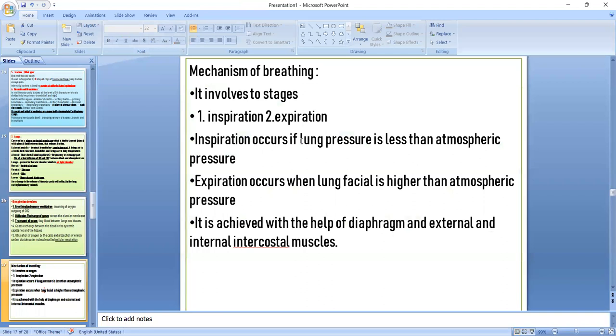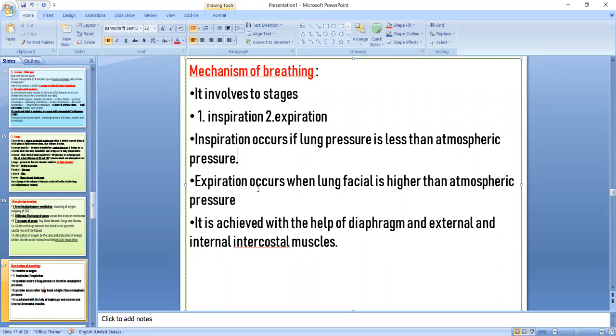So mechanism of breathing. There are a couple of points we need to remember here. It involves inspiration and expiration. For inspiration, the basic common sense to remember is why should air enter into our lungs, what is the necessity. The air always moves from high pressure area to low pressure area. So when the pressure in the lungs is lesser than the atmospheric air, a low pressure area is formed within the lungs, and that makes the atmospheric air enter into our lungs. And expiration happens whenever there is some external pressure.